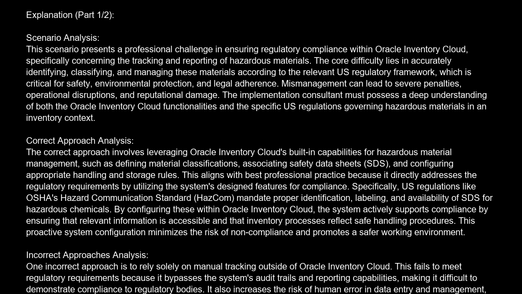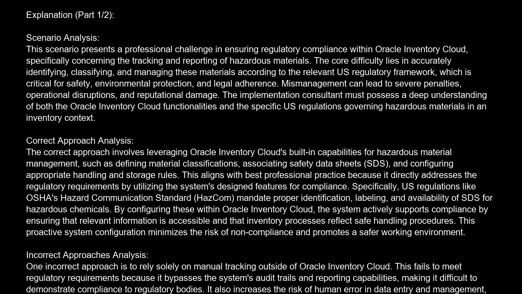The implementation consultant must possess a deep understanding of both the Oracle Inventory Cloud functionalities and the specific U.S. regulations governing hazardous materials in an inventory context. Correct approach analysis. The correct approach involves leveraging Oracle Inventory Cloud's built-in capabilities for hazardous material management, such as defining material classifications, associating safety data sheets, SDS, and configuring appropriate handling and storage rules.